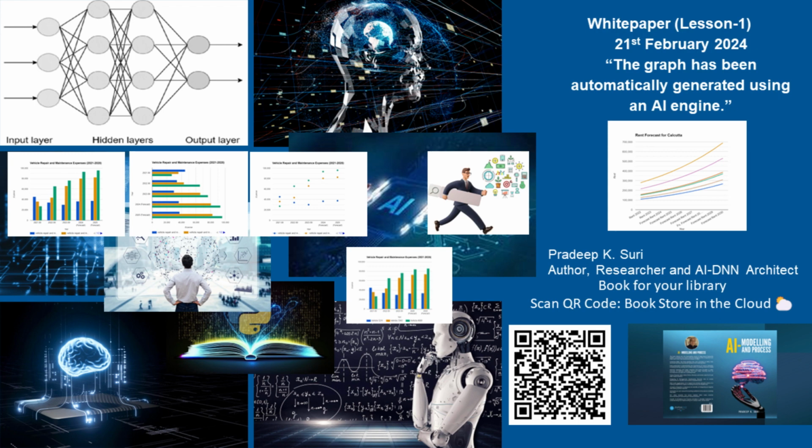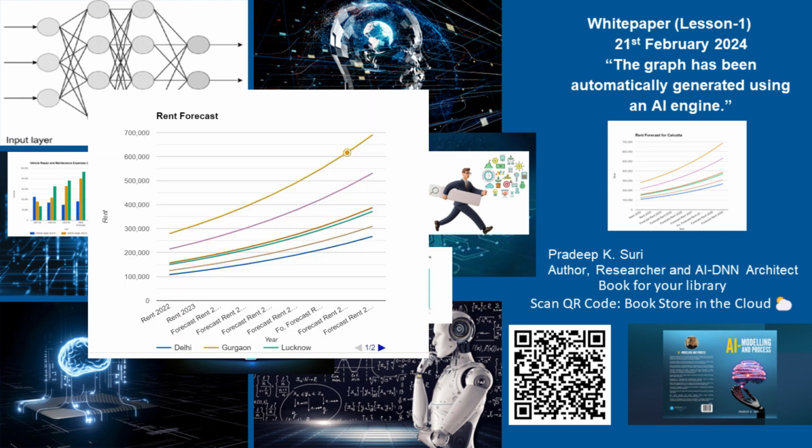The details of the graph titled Rent Forecast. 1. Graph Overview. The graph depicts the projected rent for 3 different cities, Delhi, Gurgaon, and Lucknow. Each city has a distinct colored line representing its forecasted rent trend. The y-axis represents rent values, ranging from 0 to 700,000. The x-axis corresponds to the years, starting from 2022.